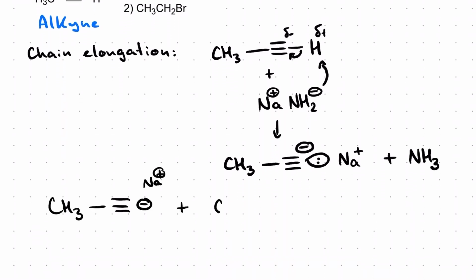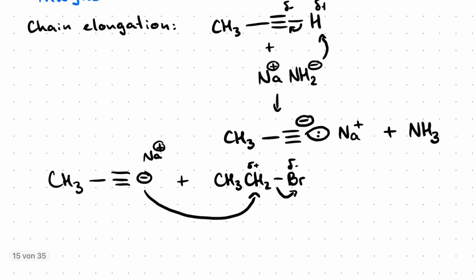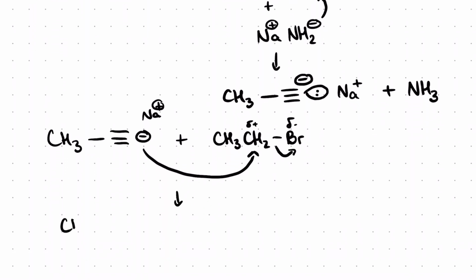And now this sodium salt can react with alkyl bromide. Our alkyne anion acts as a nucleophile and attacks the partially positively charged carbon. So as a result, we indeed elongated our alkyne chain and sodium bromide is left as a byproduct.